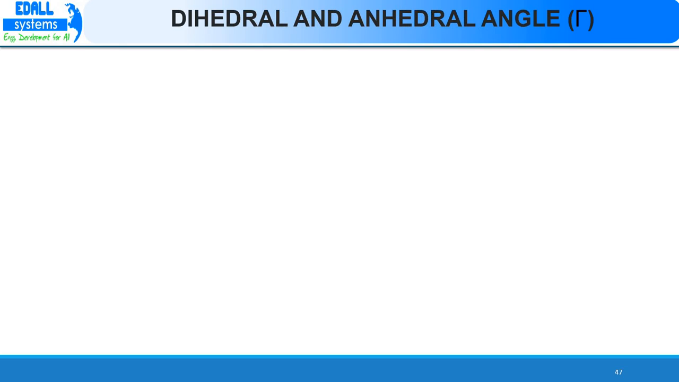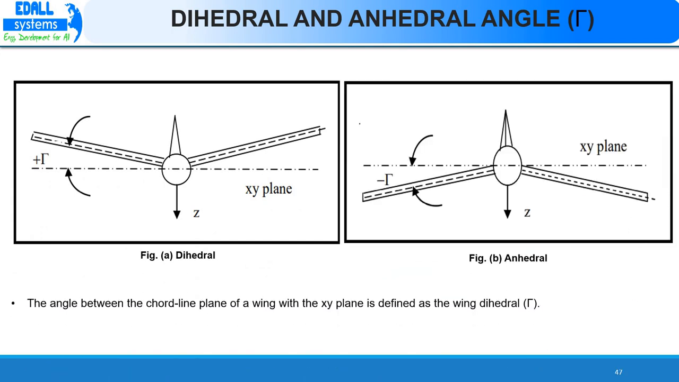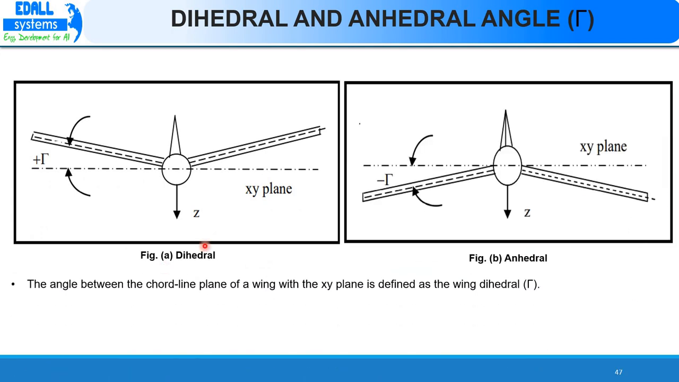Next parameter is dihedral and anhedral angle. The angle between the chord line and the XY plane is called the wing dihedral angle. If the wing tip is higher than the XY plane, it is a positive dihedral angle, as shown in figure A. If the wing tip is lower than the XY plane, it is called negative dihedral or anhedral angle, as shown in figure B.